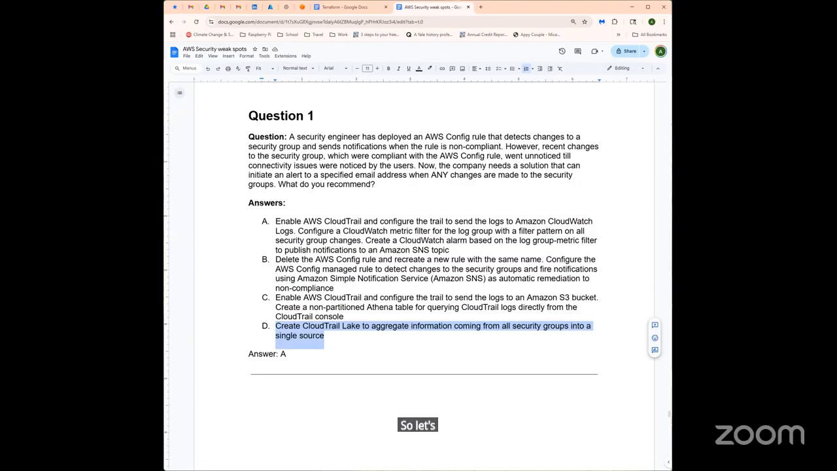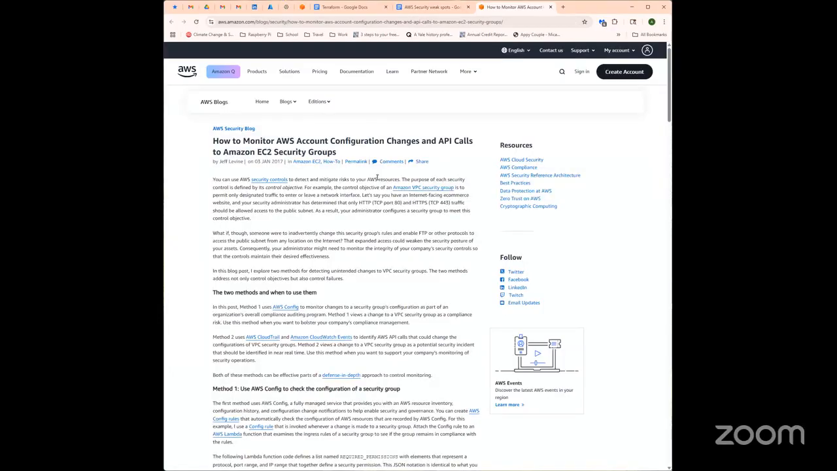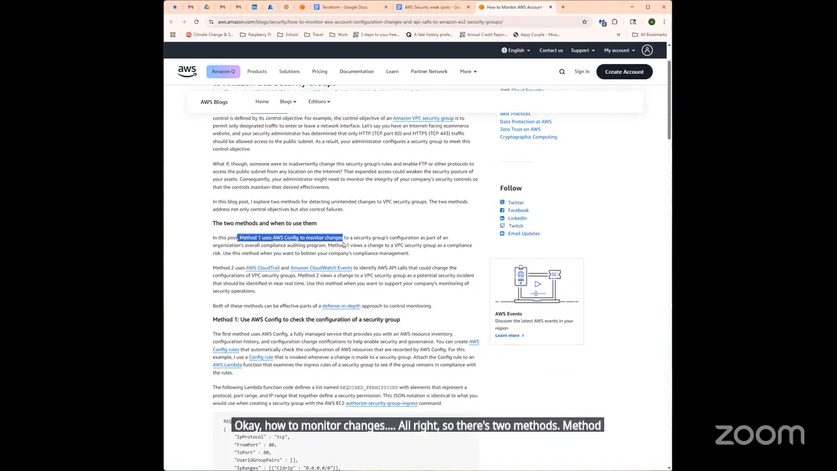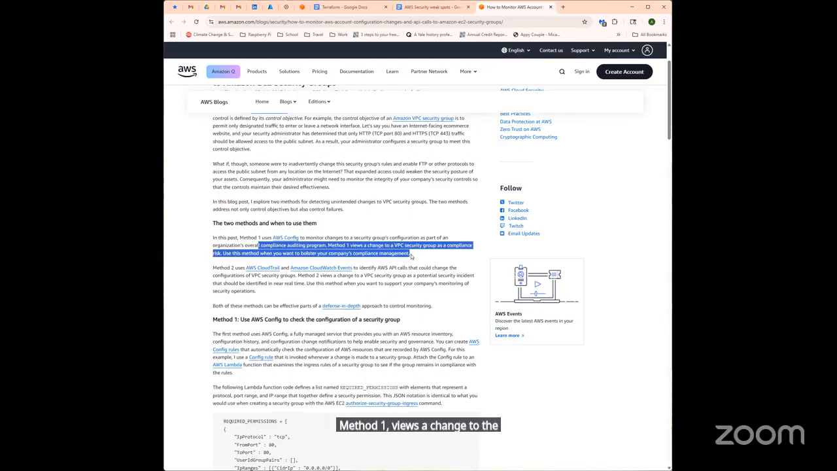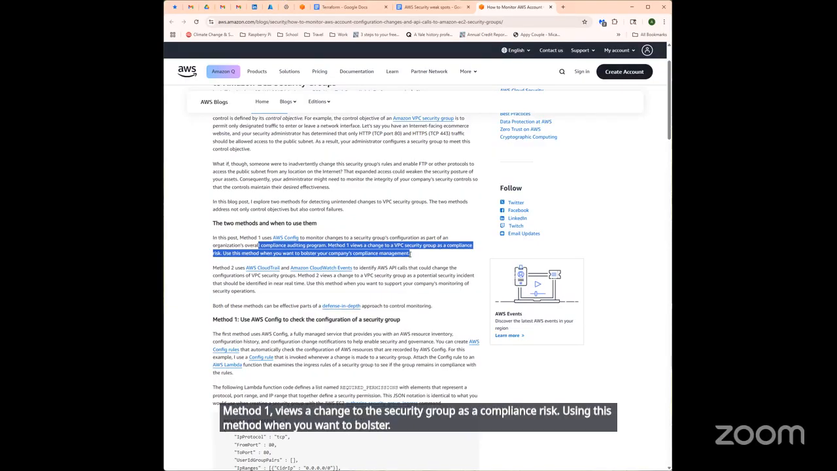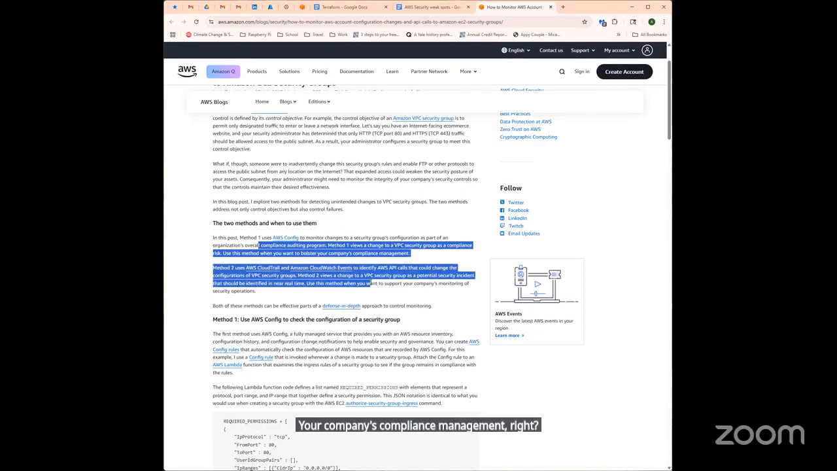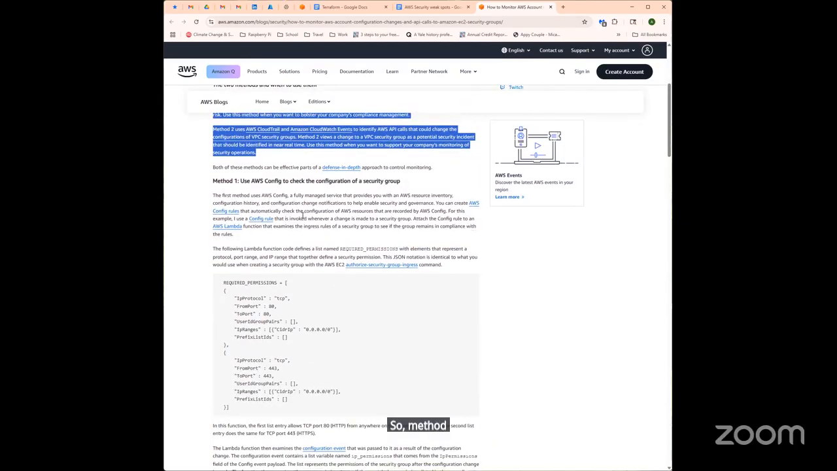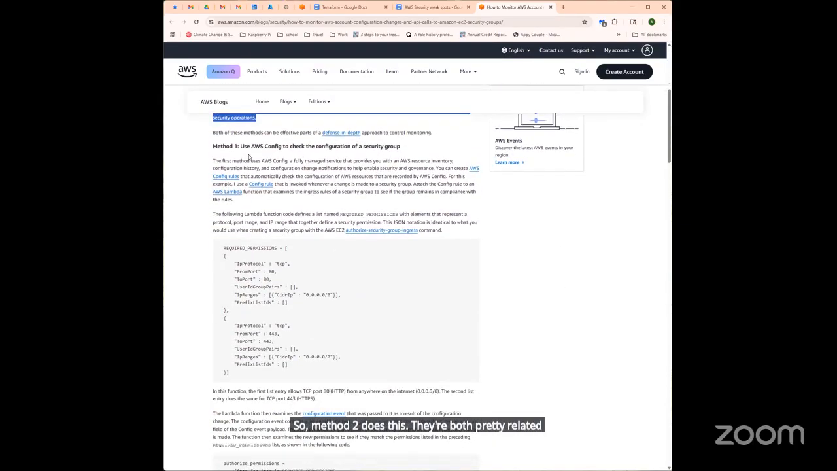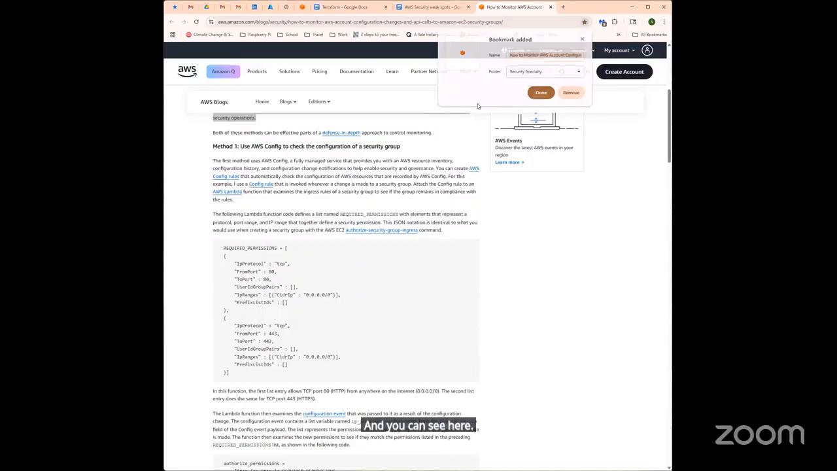So let's see if we can get some documentation to support. Okay. How to monitor changes. All right, so there are two methods. Method one uses Config to monitor changes to the security group's configuration. Method one views a change to the security group as a compliance risk. You use this method when you want to bolster your company's compliance management, right? Method two uses CloudTrail and CloudWatch Events to identify API calls that could change the configuration of security groups. They're both pretty related, right? And you can see here where that's all configured.